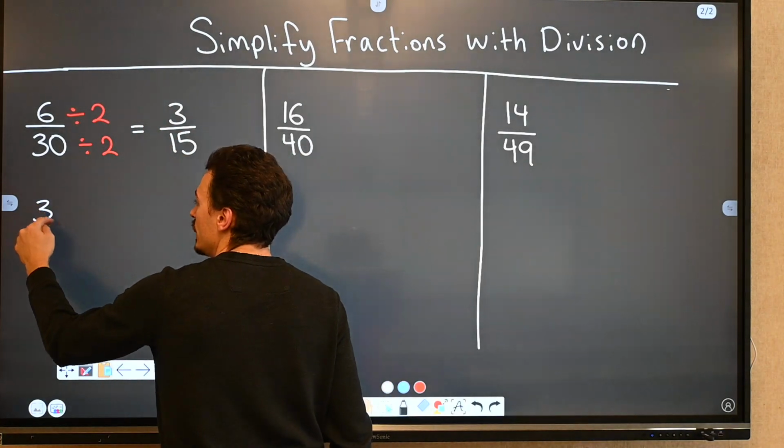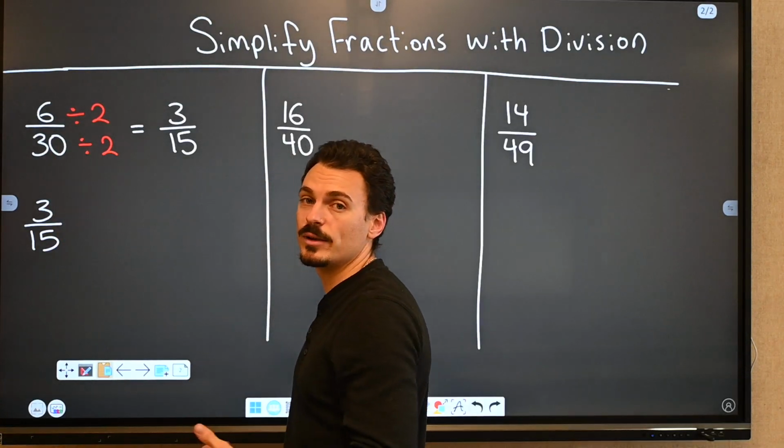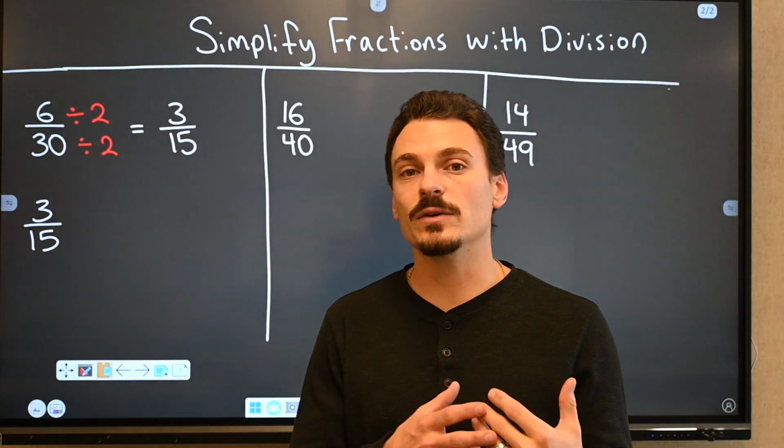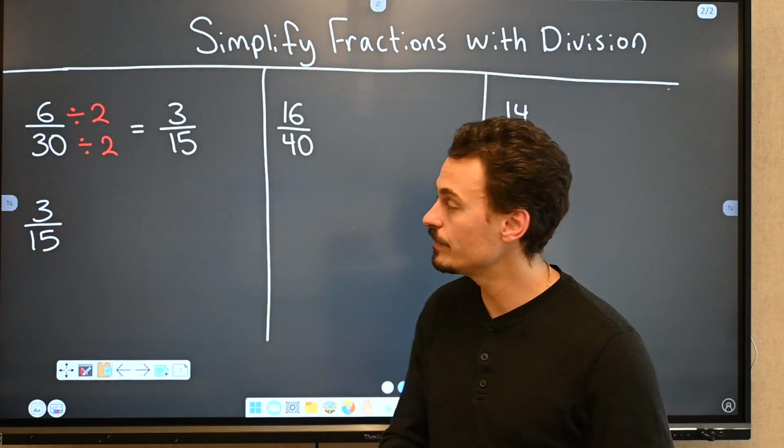Okay, so now we have 3 over 15. And by the way, 6 over 30 is equal to 3 out of 15. So if you have 30 pieces of a pie and you eat 6 of them, that's the same as having 15 pieces of a pie and eating 3 of them.